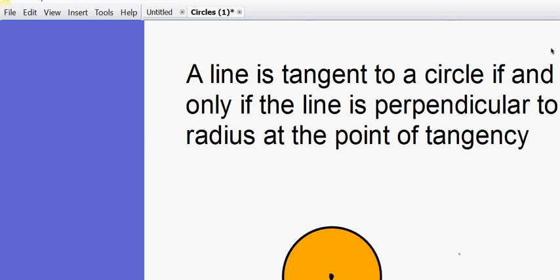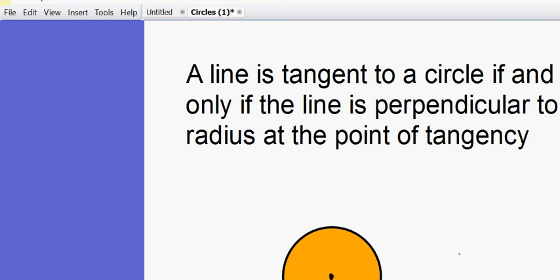All right, so this is a little bit more information about tangents. It says a line is tangent to a circle if and only if the line is perpendicular to the radius at the point of tangency. So here we have the point of tangency. If the radius makes a right angle, which means it's perpendicular, with the tangent line at that point, then we know that it is actually a tangent line. If it does not make a right angle, it's not a tangent.